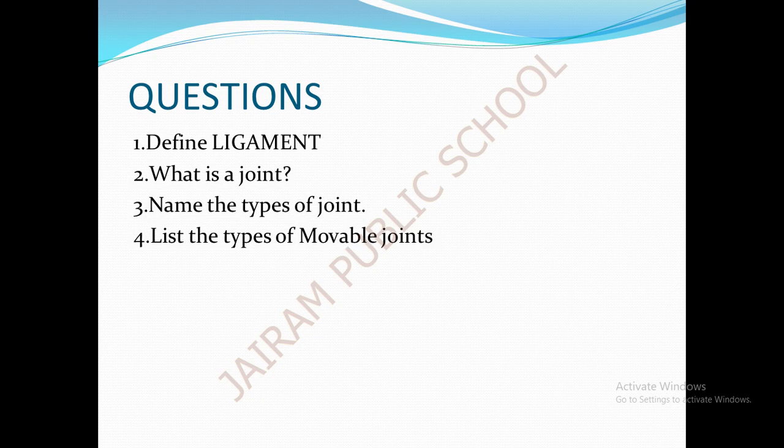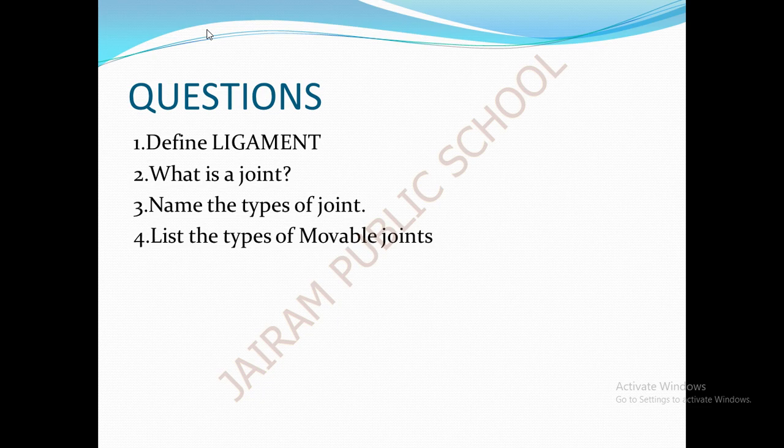I once again repeat the questions. The first question is, define ligament. The second question is, what is a joint? The third question is, name the types of joint. And the last question is, list the types of mobile joint. Let us see the answers for the questions.